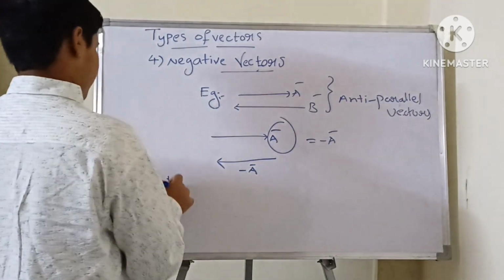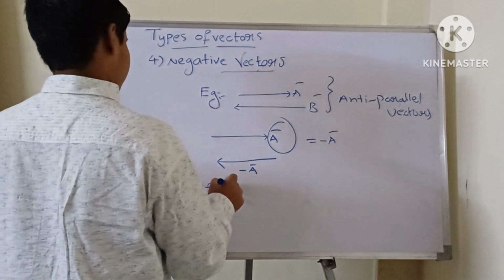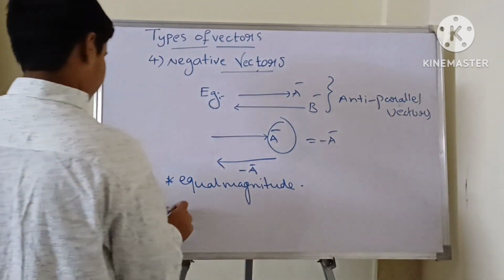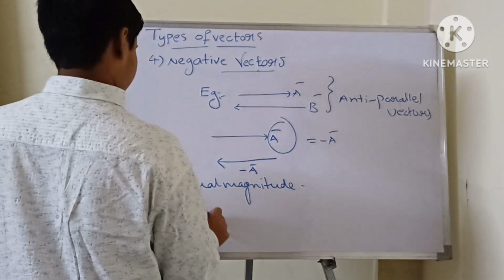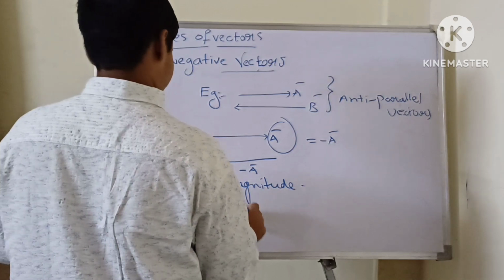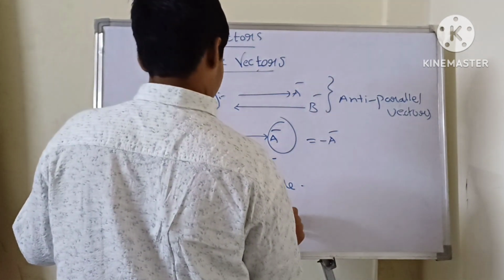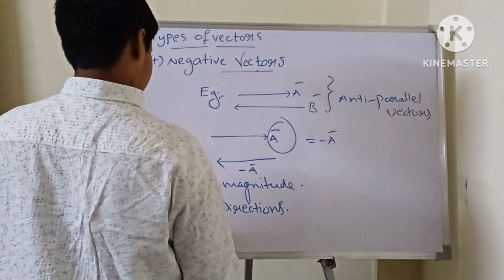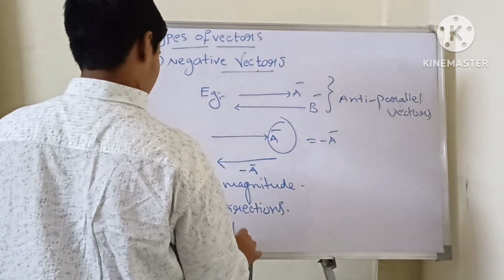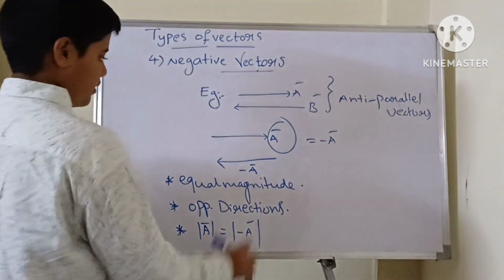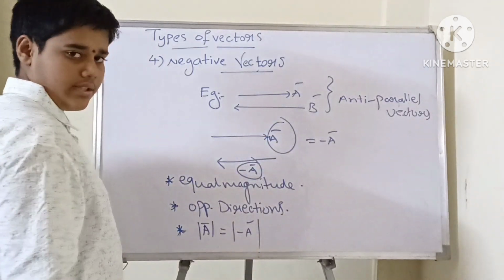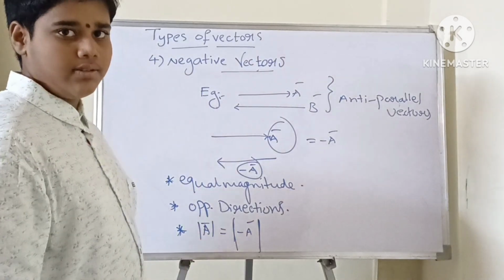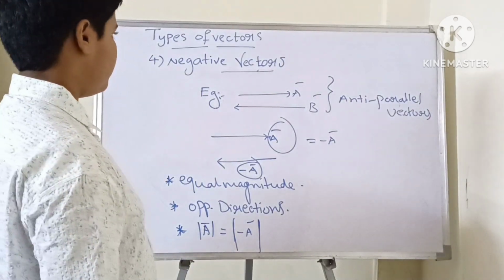Here negative vectors have equal magnitude, opposite directions, and mod A bar is equal to mod of minus A bar. Means here this is negative, this is positive. So I have kept minus A bar in modulus. Okay. So these are negative vectors.